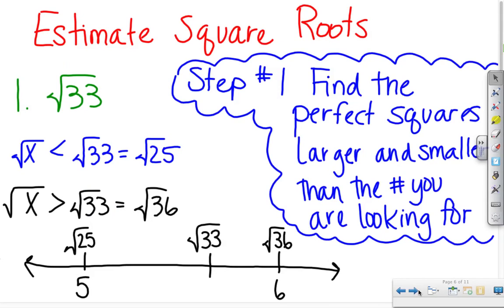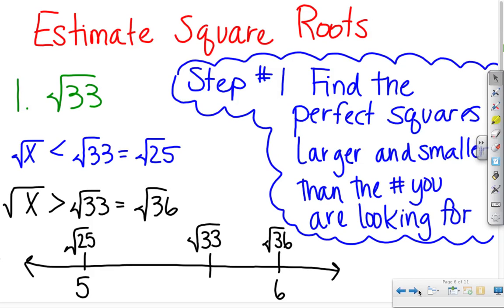Okay, if we want to estimate the square root of a number, the square root of 33 is not going to be a perfect integer, so we can estimate what that might be. I wrote down the steps for estimating a square root here. Step number 1, we want to find the perfect squares that are larger and smaller than the number we're looking for. So we're going to find a perfect square larger than 33 and one smaller.